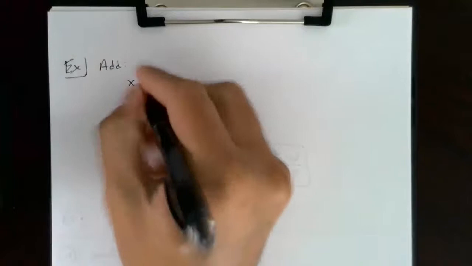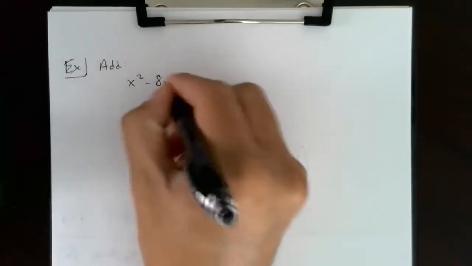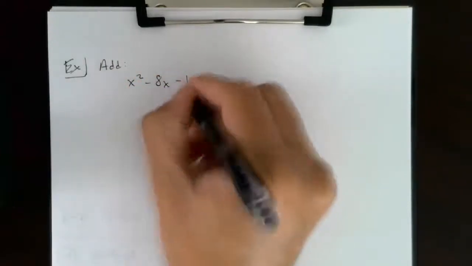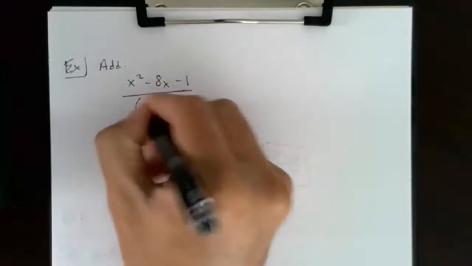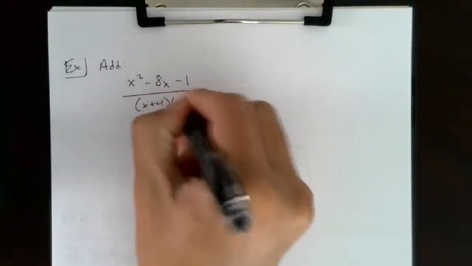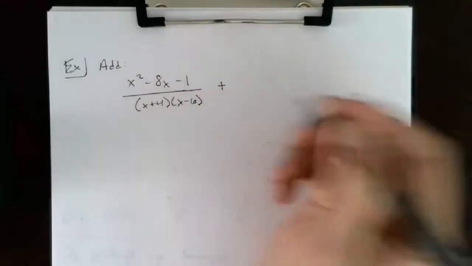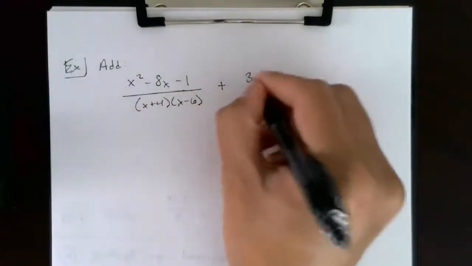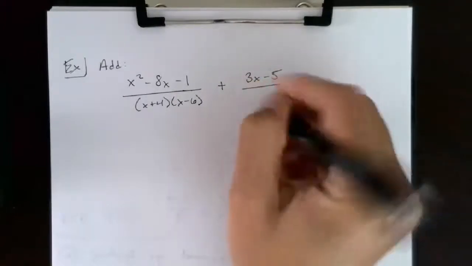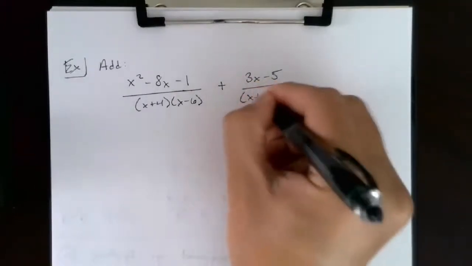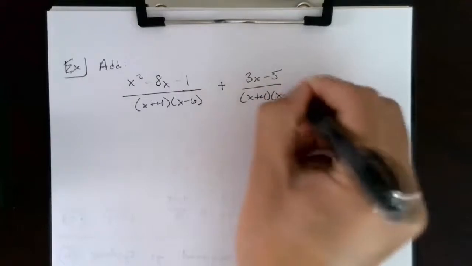Alright, for this next one, let's take a look at this. So if I said to add (x squared minus 8x minus 1) over (x plus 4)(x minus 6), plus (3x minus 5) over (x plus 4)(x minus 6).